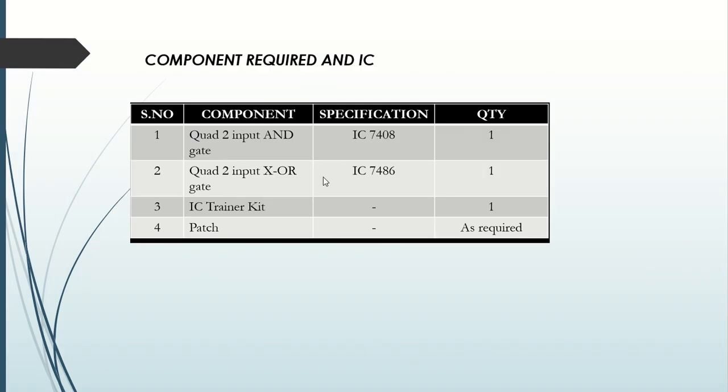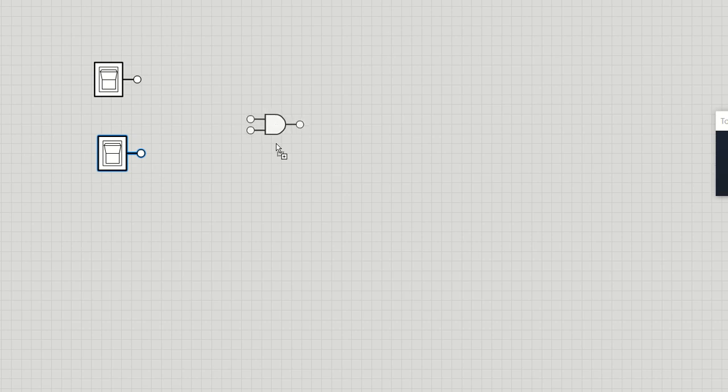Components required and ICs: 2 input AND gate, 2 input XOR gate, IC trainer kit, patch cord, all at a quantity of 1. Now let's see the demo. This is A, this is B. Take one AND gate and one XOR gate.